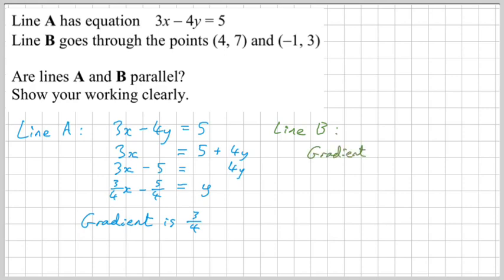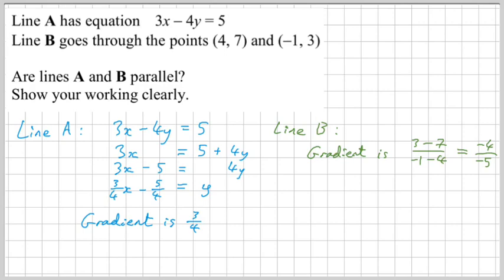Now, line B, we have to work out the gradient by using change in y over change in x. So I've done 3, take away 7. It's the difference between the y's. Divided by -1, subtract 4. I could just as well have done 7, take away 3, divided by 4, subtract -1. Both would give us the same answer.